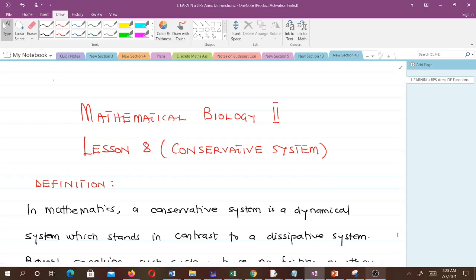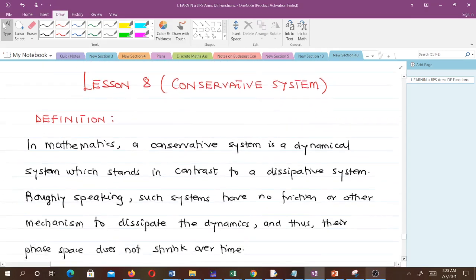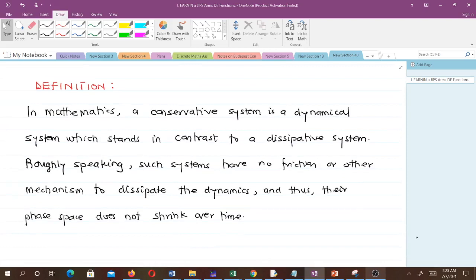So, let's take some definitions. In mathematics, a conservative system is a dynamical system which stands in contrast to a dissipative system. Roughly speaking, such systems have no friction or other mechanism to dissipate the dynamics, and thus their phase space does not shrink over time.